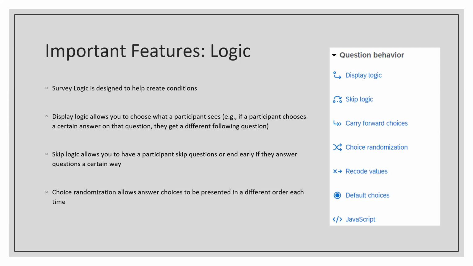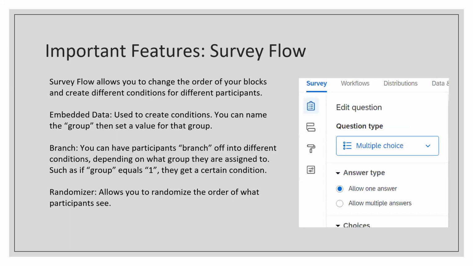Oh, and I skipped choice randomization. Choice randomization just means that if you had a question saying, what's your favorite color? And it was red, blue, green, yellow, red, blue, green, yellow would be in a different order for each participant. It just randomizes the order of their answer choices.